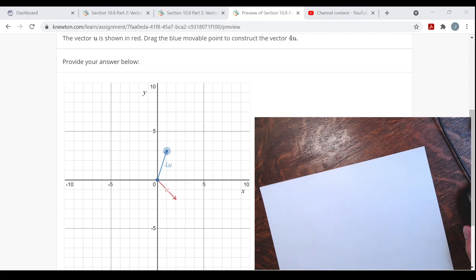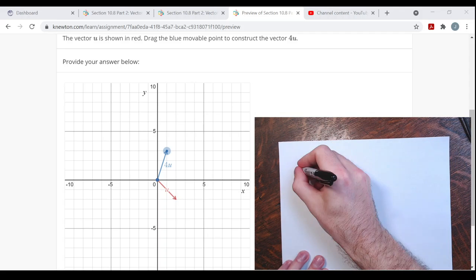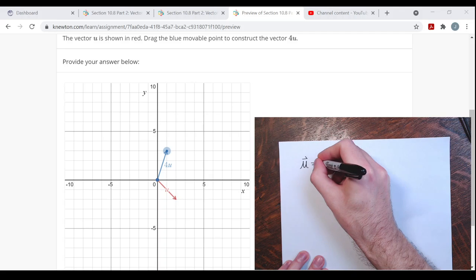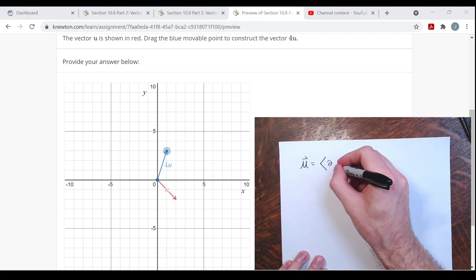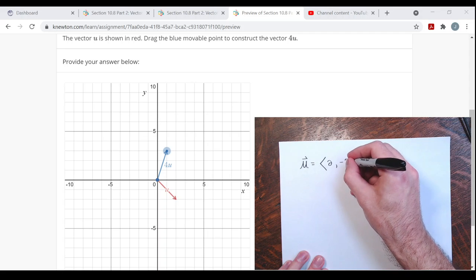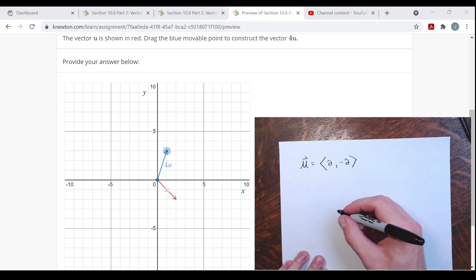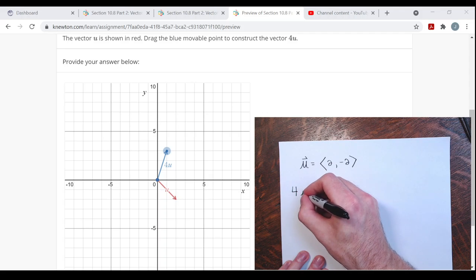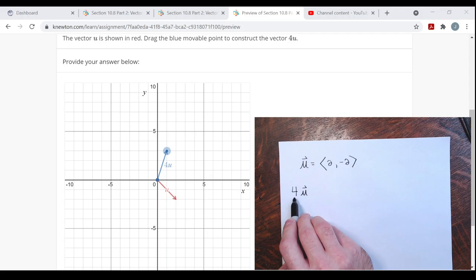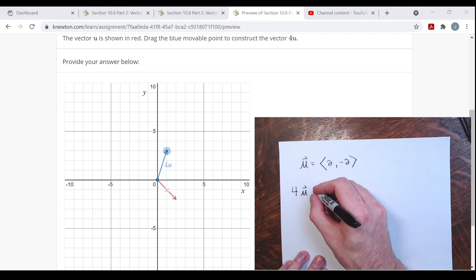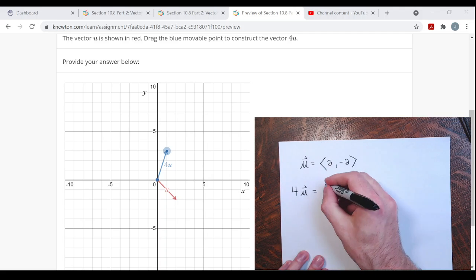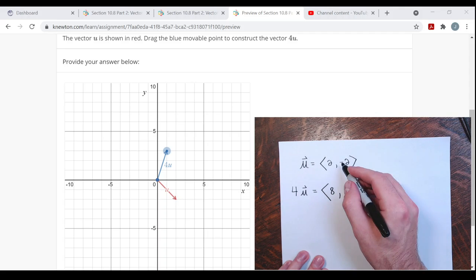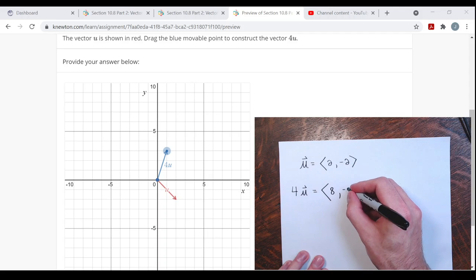There it is. So vector u here has the components, what? It's right 2, down 2. It's positive 2 for the first component, negative 2 for the second component. And they're asking us to construct 4 times u. 4 here is called a scalar. Again, very simple. You just multiply the components of u by 4. So the first component would be 2 times 4, 8. The second component would be negative 2 times 4, negative 8.